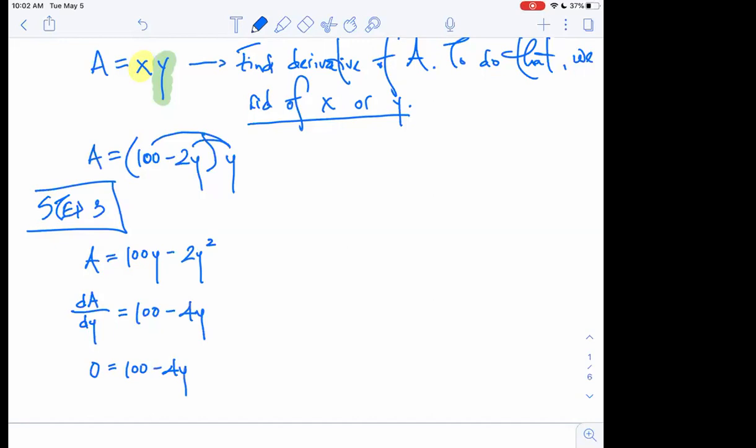So I've taken my derivative and I'm going to set it equal to 0: 100 minus 4y. After you take your derivative and set it equal to 0, you solve for your variable. So in this case I get 100 equals 4y, because I add the 4y to both sides. My last step is to divide by 4, so I get y equals 25. I think we're looking at 25 feet here.